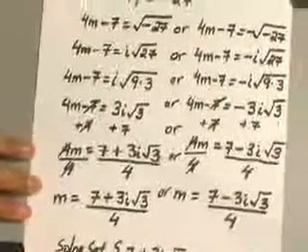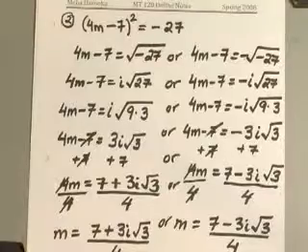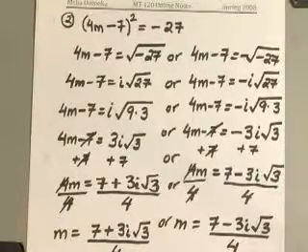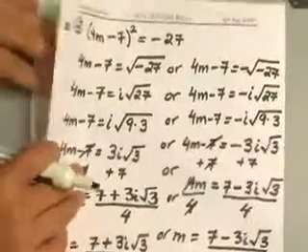Okay, so basically this is what section 11.1 is about, trying to use the square root property to solve quadratic equations. And that is the end of section 11.1.